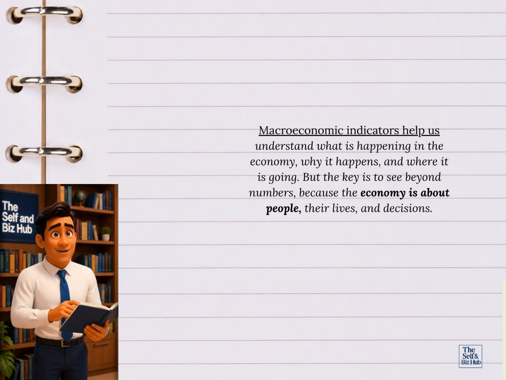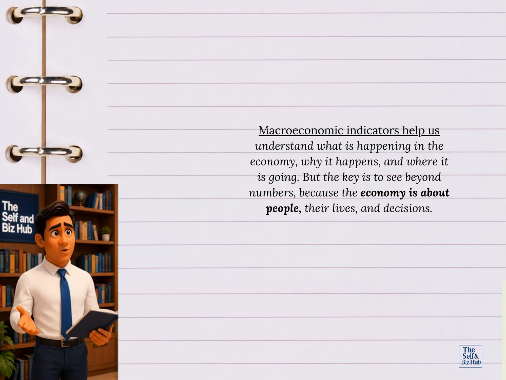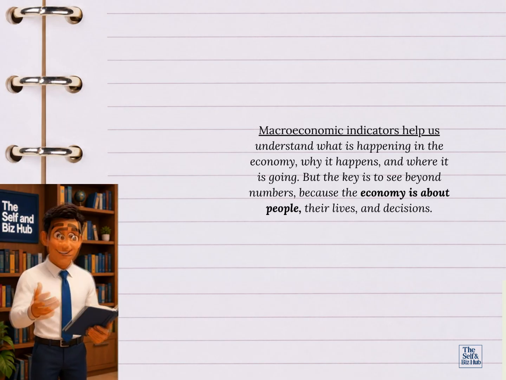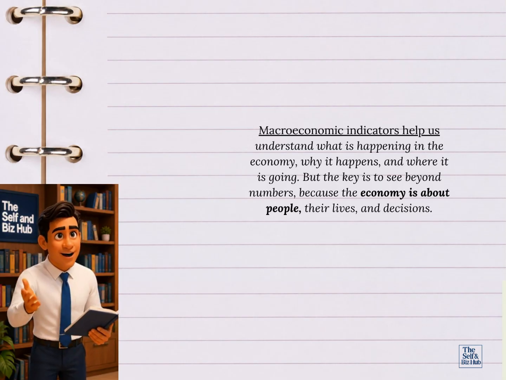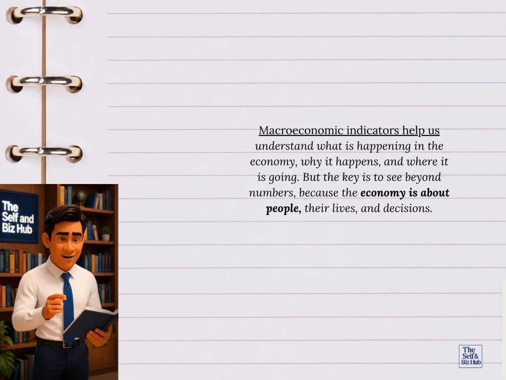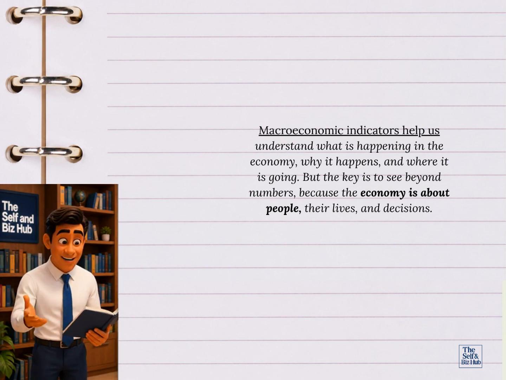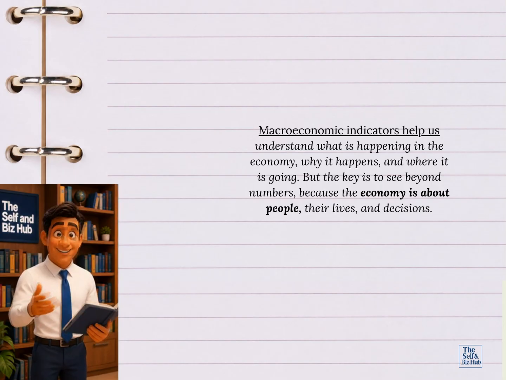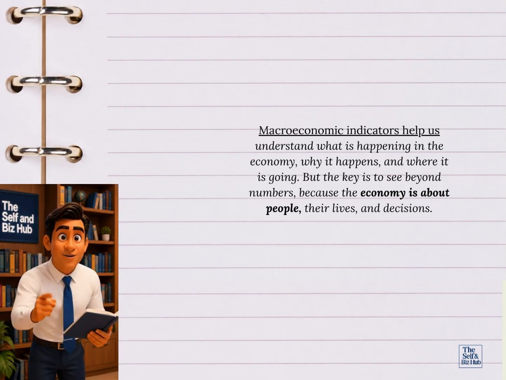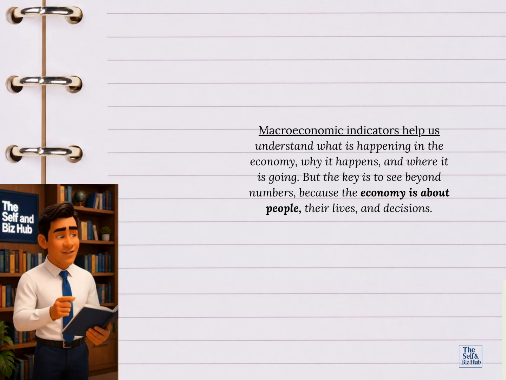Conclusion. Macroeconomic indicators are the language of the modern economy. They help us understand what is happening, why it is happening, and where the economy is going. But the most important thing is not just looking at numbers, it is understanding what they actually mean. Because the real economy is not just tables and charts, it is people, their work, their income, their fears, their decisions, and their future. And macroeconomic indicators help us see this enormous system as a whole.